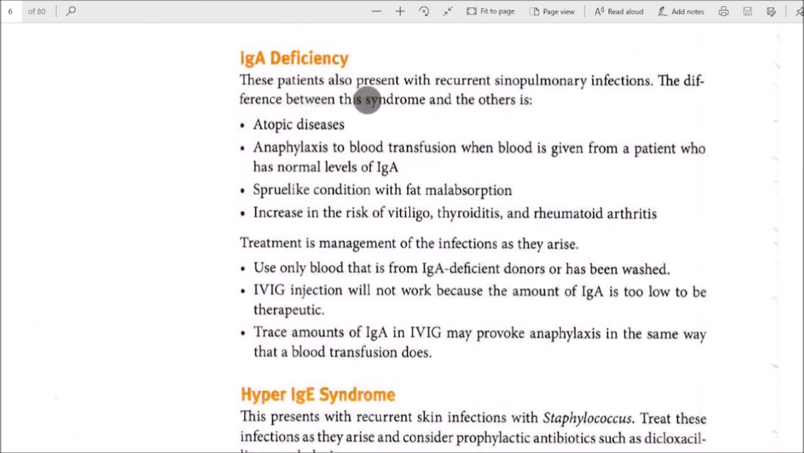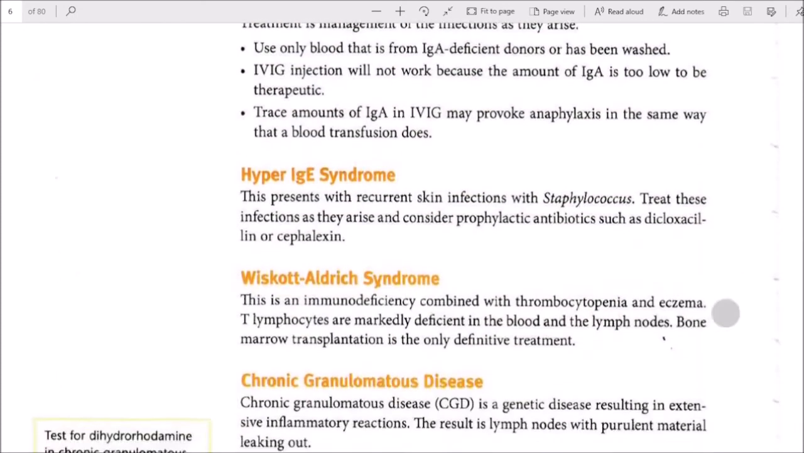IgA deficiency. These patients also present with recurrent sinopulmonary infections. The difference between this syndrome and the others is atopic disease, anaphylaxis to blood transfusion when blood is given from a donor with normal levels of IgA, a flu-like condition with fat malabsorption, and an increased risk of vitiligo, thyroiditis, and rheumatoid arthritis. Treatment is management of the infections as they arise, with only blood that is from IgA-deficient donors or has been washed. Intravenous immunoglobulin injection will not work because the amount of IgA is too low to be therapeutic.